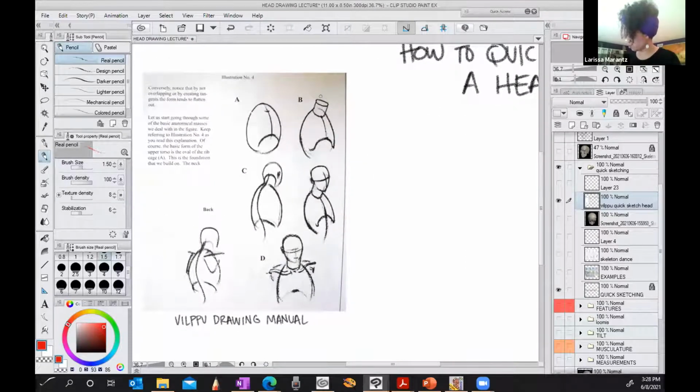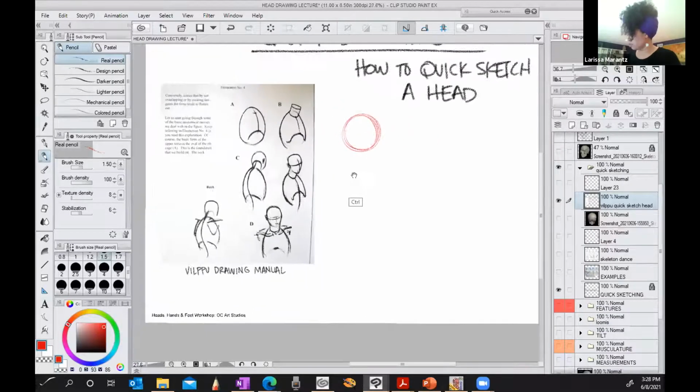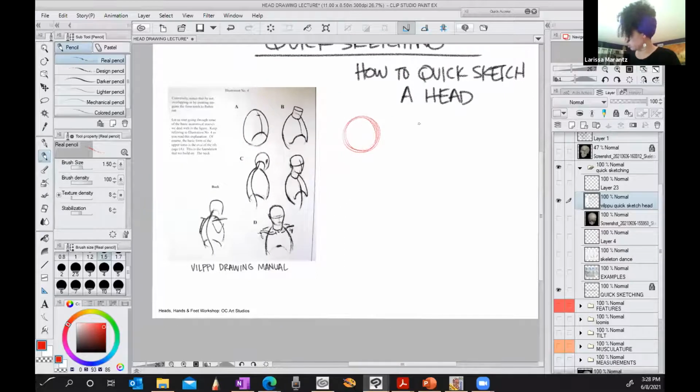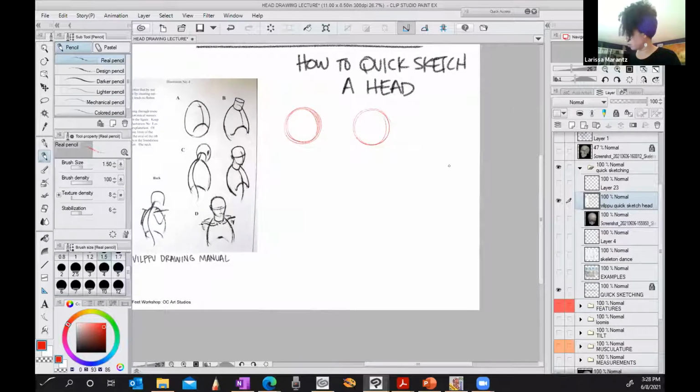So what we want to do is look at how we're going to take shape. We're going to quick sketch a head here. I'll just do a couple. I'm just going to start off with some spheres. And what I want to do is draw that x-axis, which is the line that crosses. This is going to tell me whether my head is facing up or down.